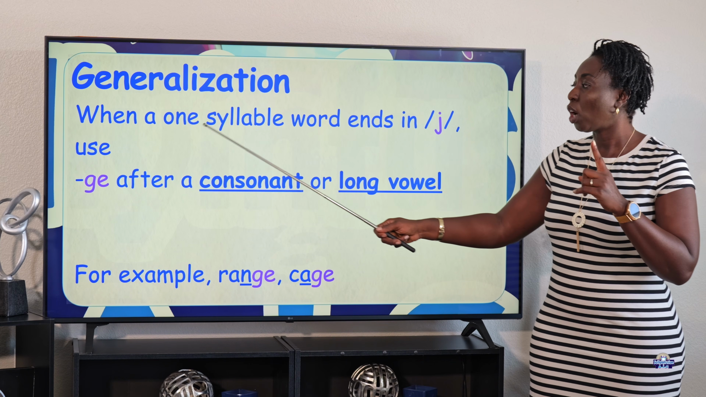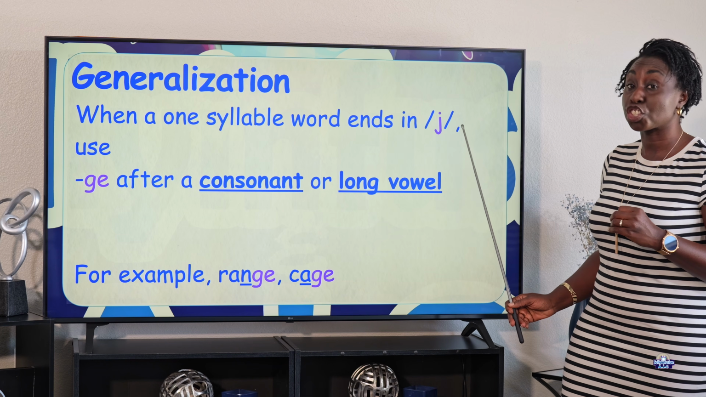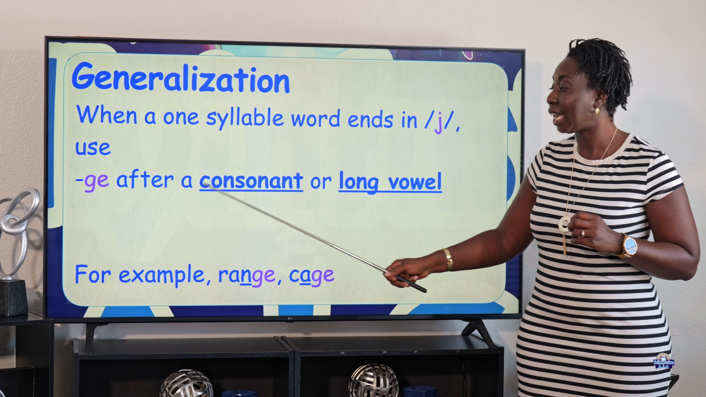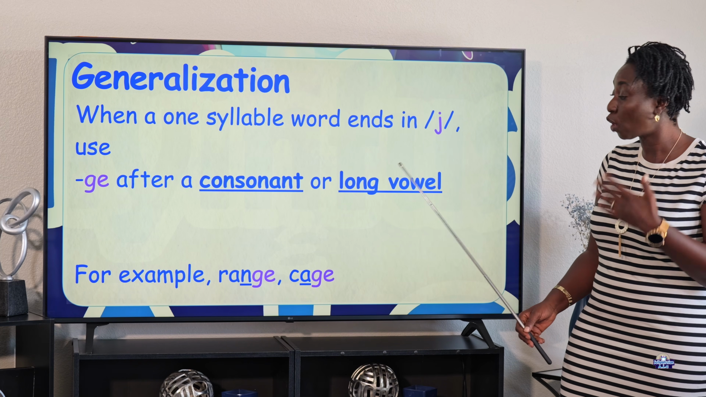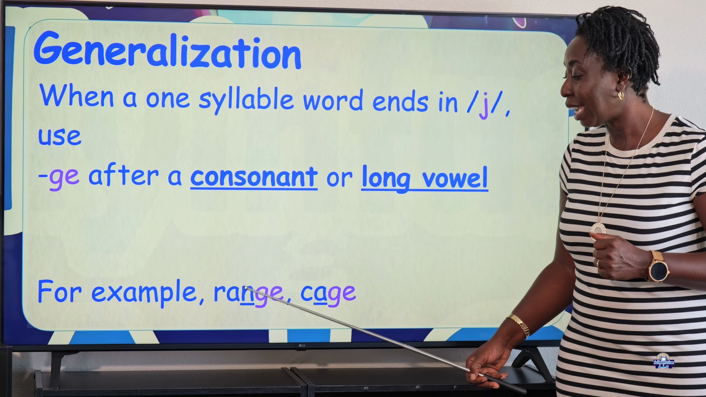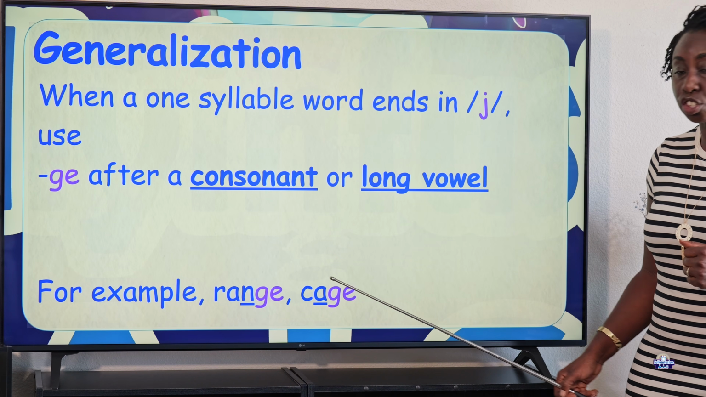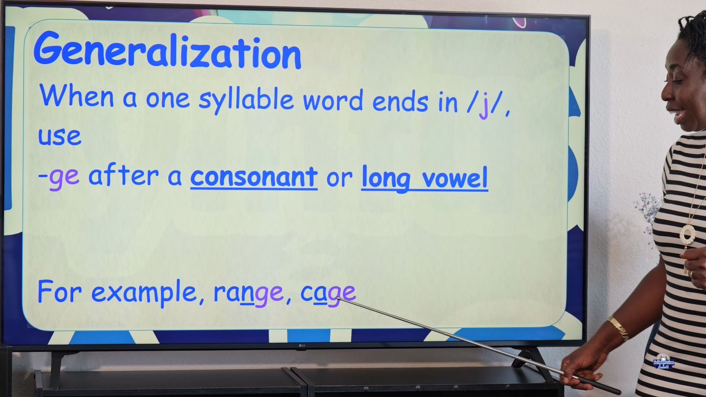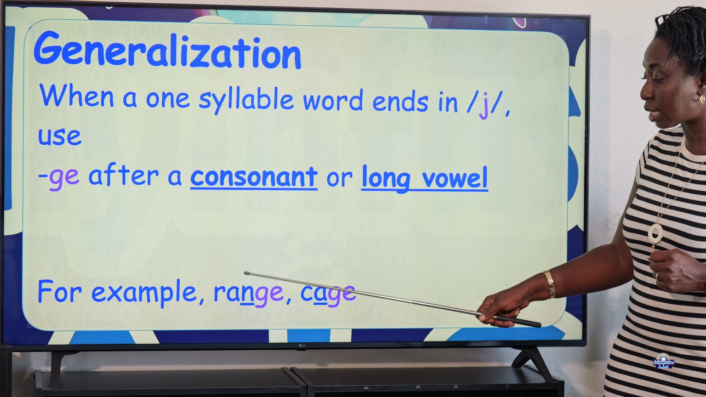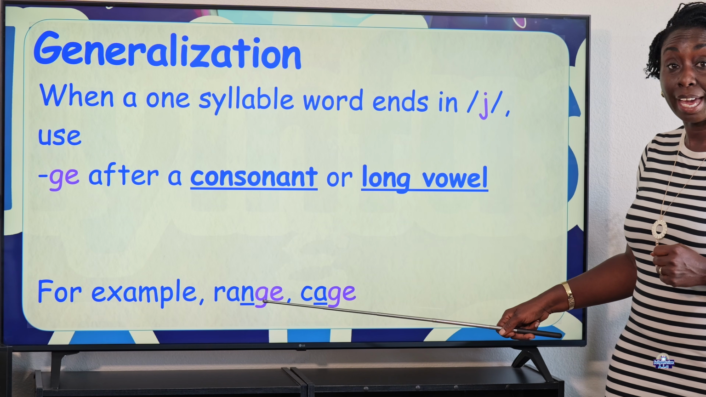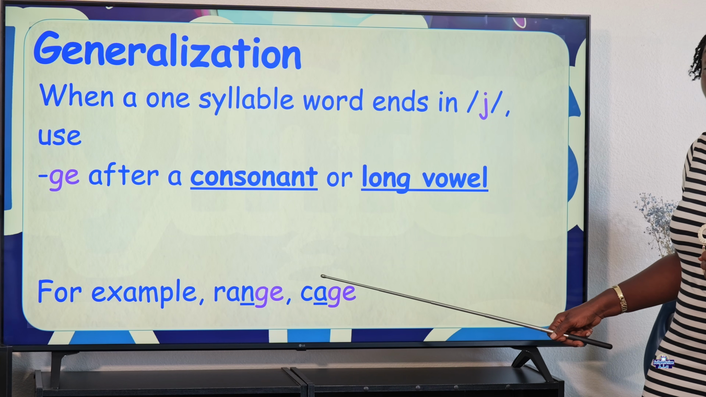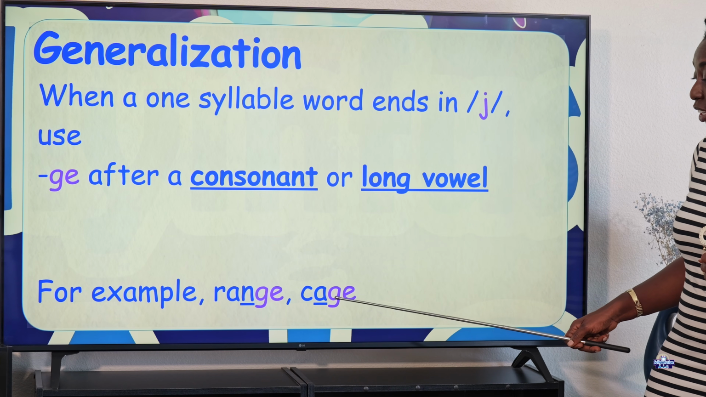When a one-syllable word ends in J, use GE after a consonant or long vowel. For example, range, age, cage. Here we have a consonant, so we add GE. Here we have A, long vowel A, so we add GE.